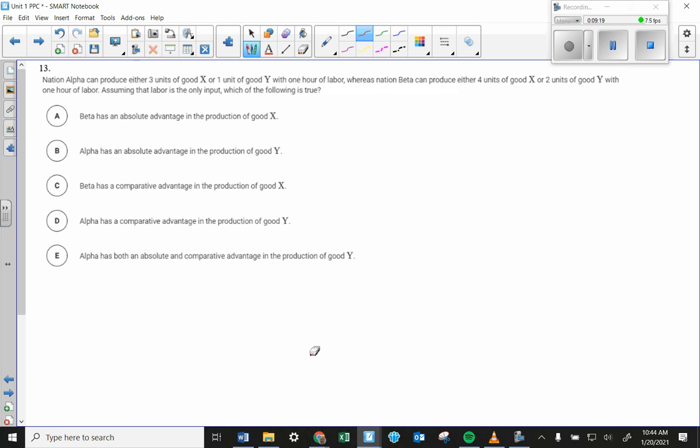Number 13, they give you this information about alpha, and the nation of alpha can produce 3 units of X or 1 unit of Y.